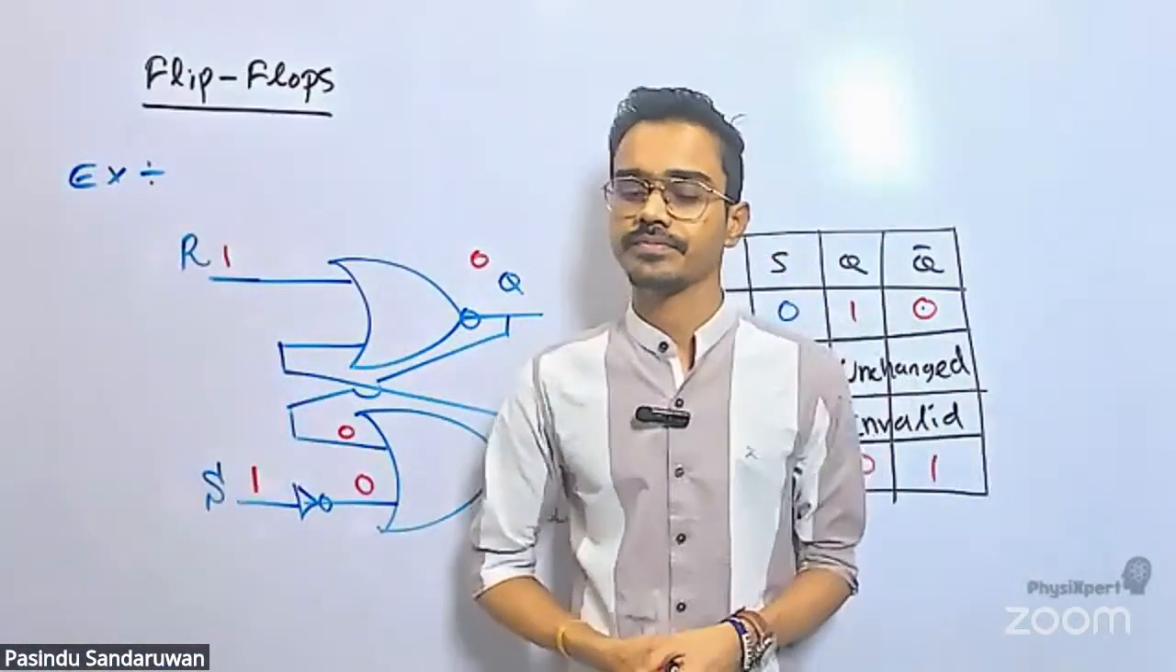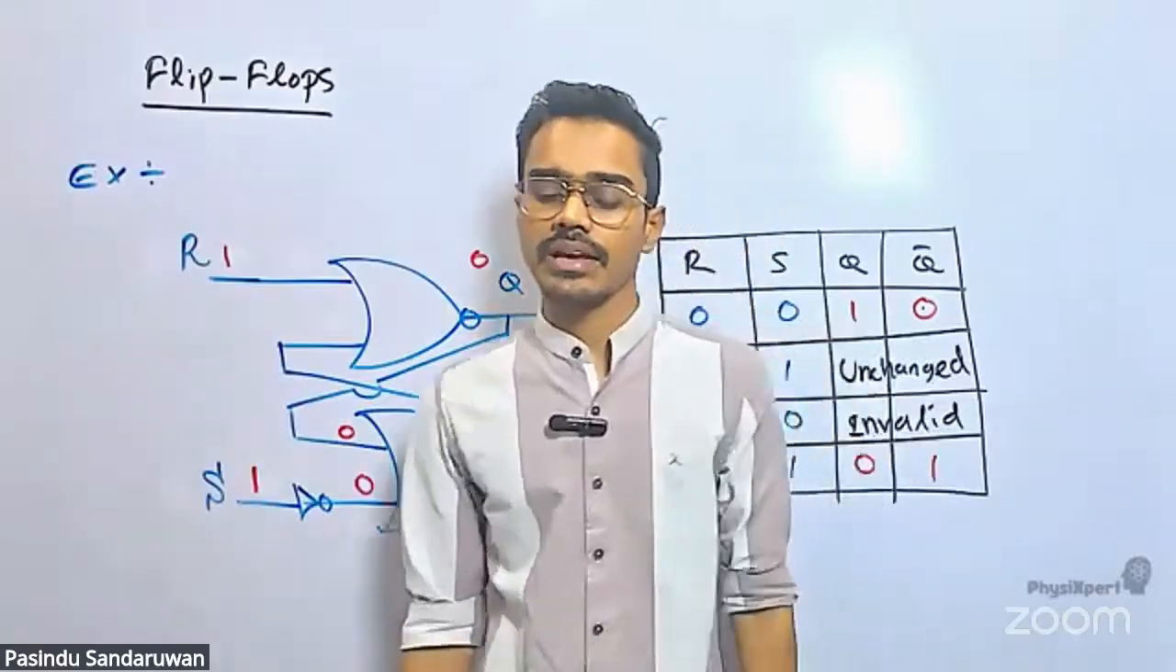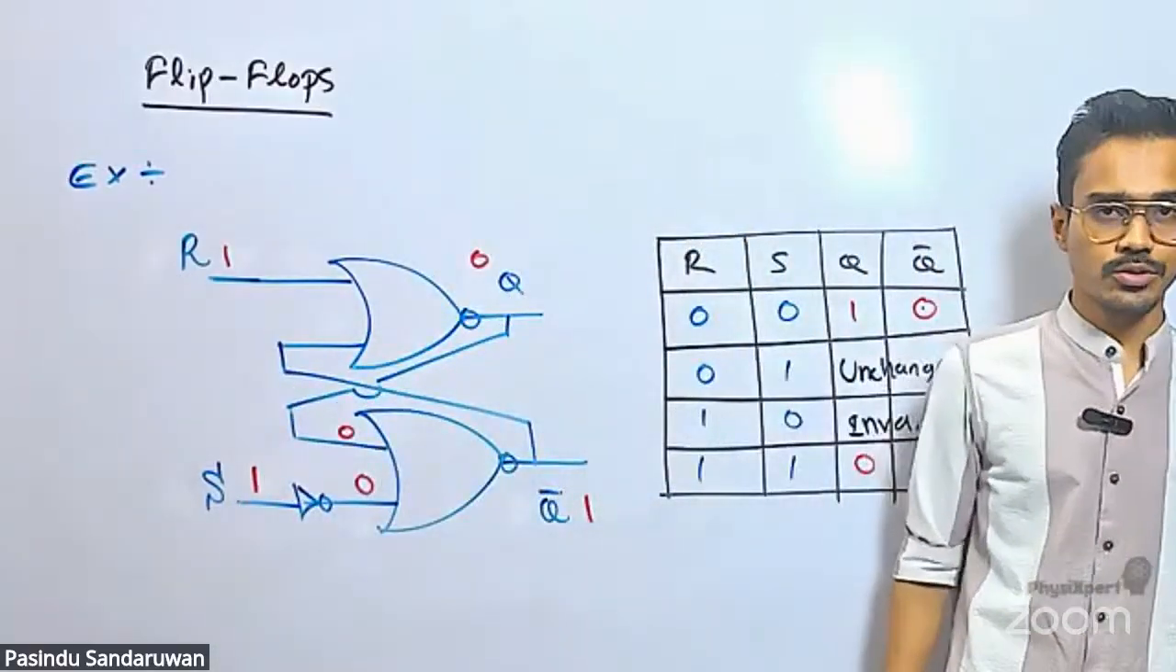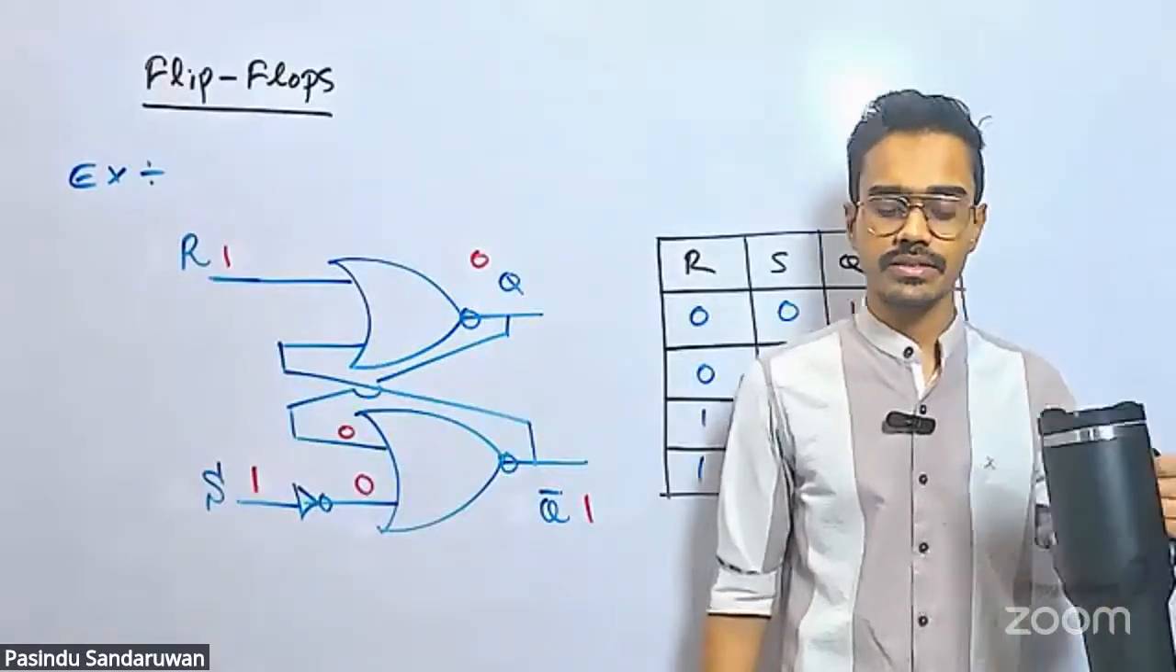So likewise, we have to simplify even if the modified circuit is given, and usually modified circuits are also given.